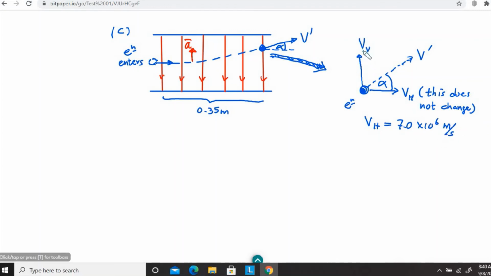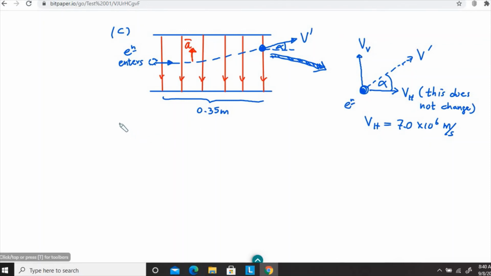But then at the point of ejection, there's going to be a vertical component of speed. Why is that? Because the acceleration is applied in that direction. So at the beginning you start with a 0 vertical component for the speed, but at the ejection point there's going to be a non-zero value for the vertical component, and we need to find that. So how are we going to do that?